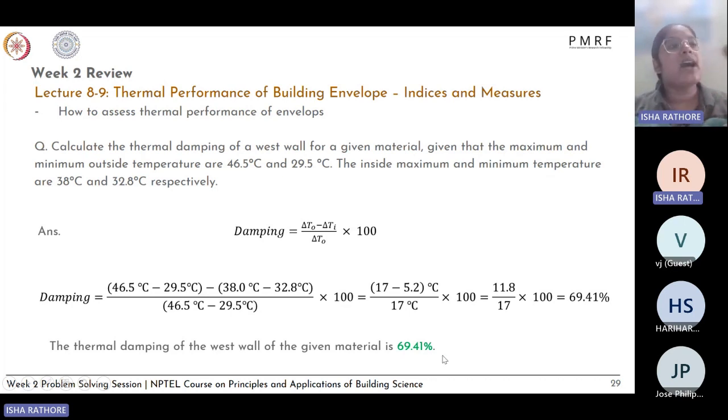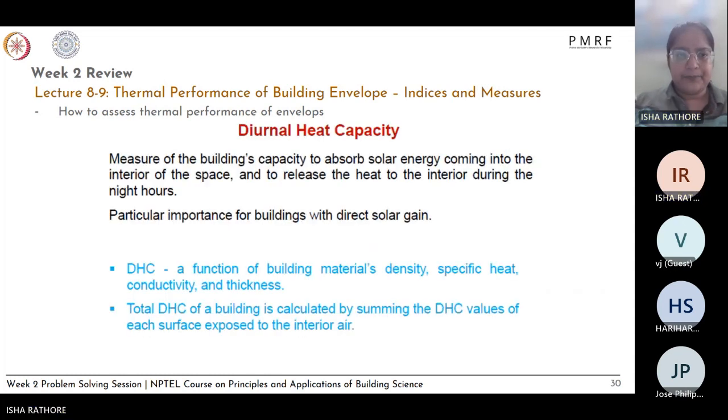So it dampens the outside temperature wave by close to 70%. Okay. So this is how you calculate thermal damping and decrement factor, which are two measures for looking at the thermal performance of building envelopes. The ranges for both thermal damping and decrement factor, maximum and minimum, are given in NBC. So I think I have slides for them as well later.